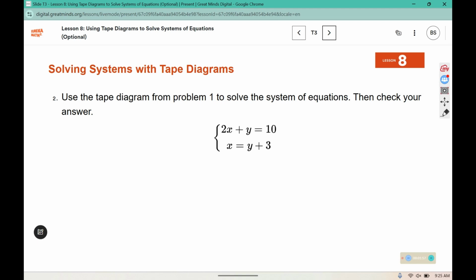This problem asks us to solve using tape diagrams. However, we are going to solve them using either the substitution method or the elimination method, which I haven't taught you yet, but if we get to a problem where elimination would be the preferred method, I'll show you how to do that at that point. So here we can see it's solved for x, so I'm going to replace the x in the other equation with what x is equal to.